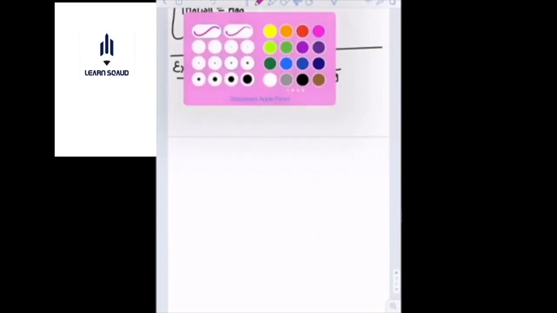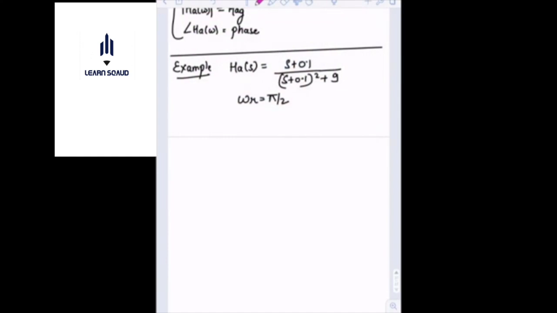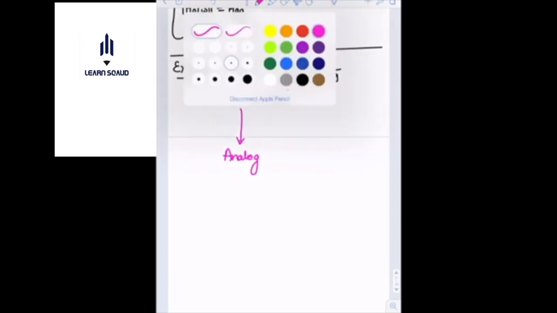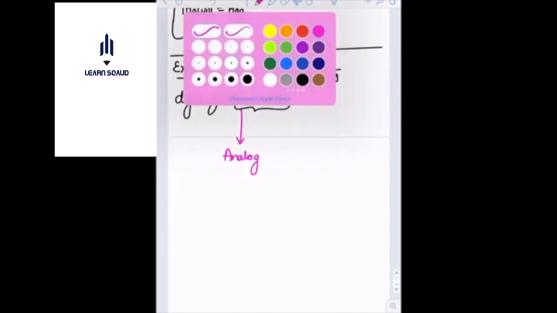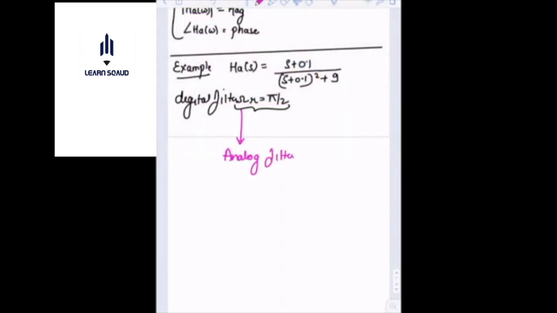Okay, so we can see that a digital filter with omega r equal to pi by 2. Now in the analog filter, omega r is equal to 3. Okay, so you can see that.